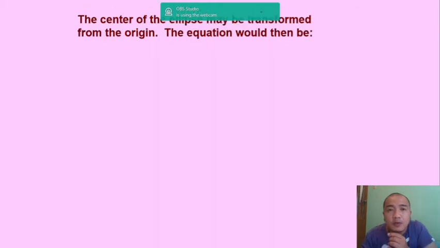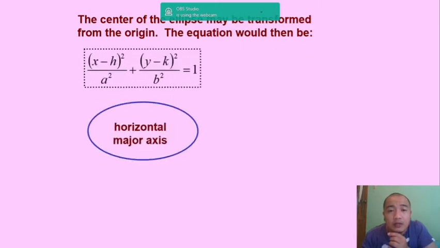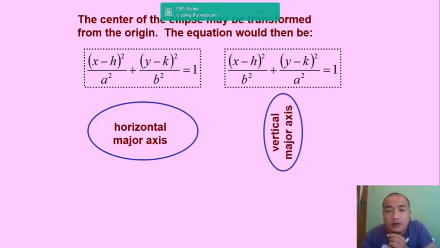Okay, the value of c. So the center of the ellipse may be transformed from the origin. The equation would then be, ayan. So this is now the equation of an ellipse with center at (h, k): (x minus h) quantity squared over a squared plus (y minus k) quantity squared over b squared equals 1, if it is a horizontal axis, or yung tinatawag natin case 1 ito. And then another, this is case 2, wherein the major axis is vertical: (x minus h) quantity squared over b squared plus (y minus k) quantity squared over a squared equals 1.